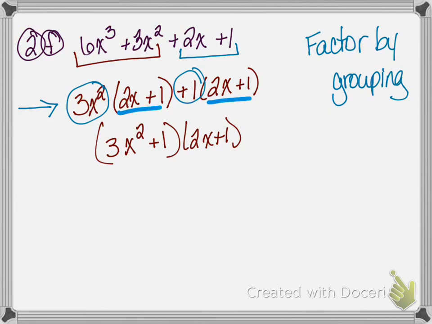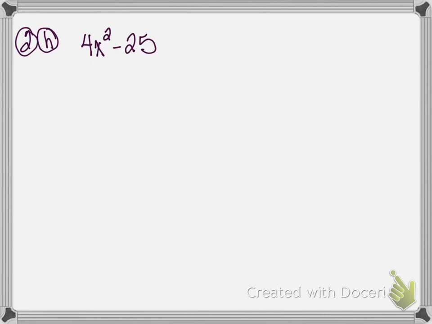Okay, now let's look at this. This is problem number 2, part H. We have 4x squared minus 25. Now, you have to be able to recognize this as a perfect square. Okay, this is difference of perfect squares. And 3 things have to happen. This has to be a perfect square.